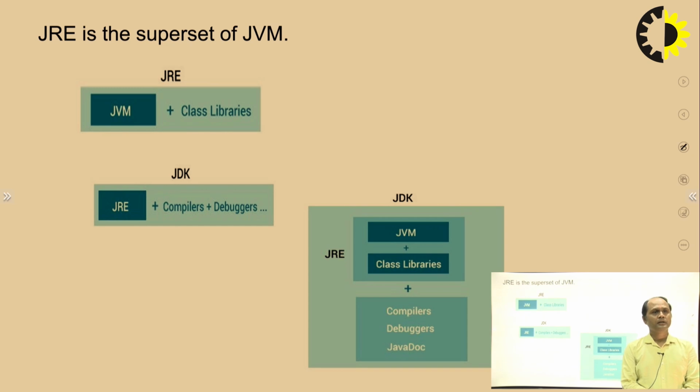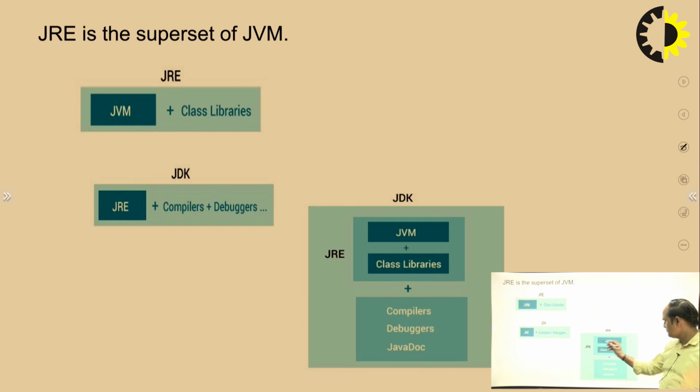Here we can summarize the concept of JVM, JRE, JDK. The JRE is basically a superset of the JVM. JVM plus class library is called JRE. And JDK, what is JDK? JDK means JRE plus compiler, debugger, all called JDK.